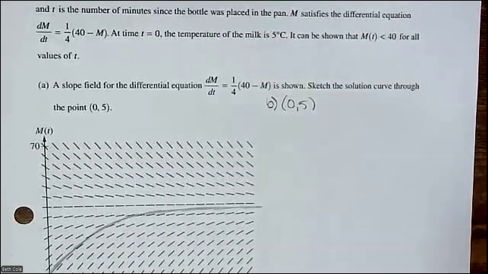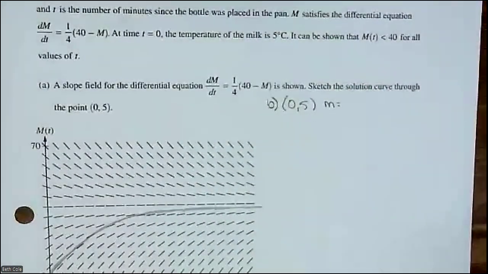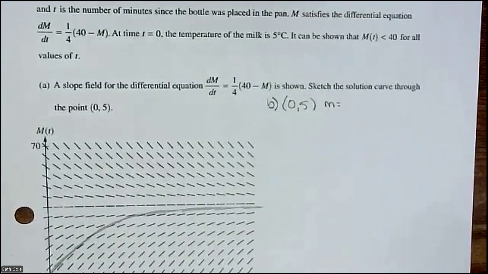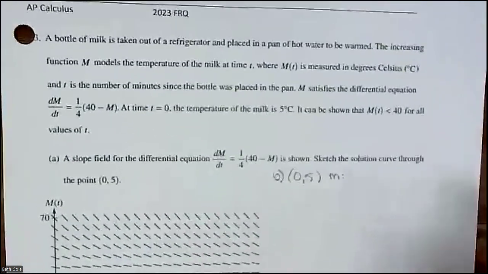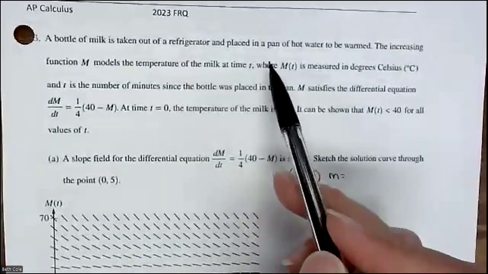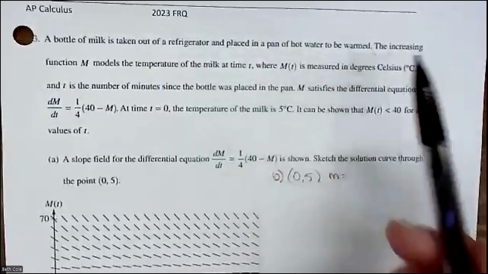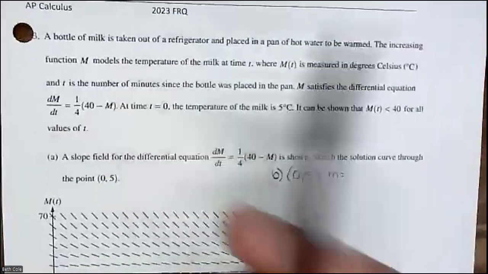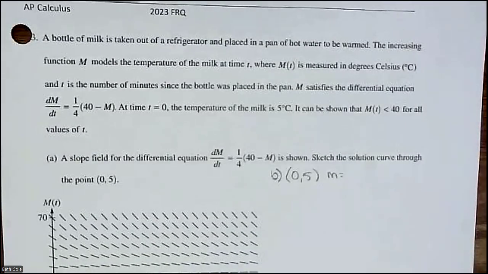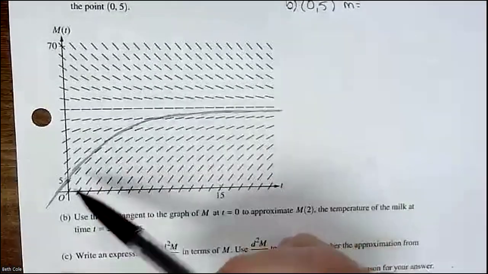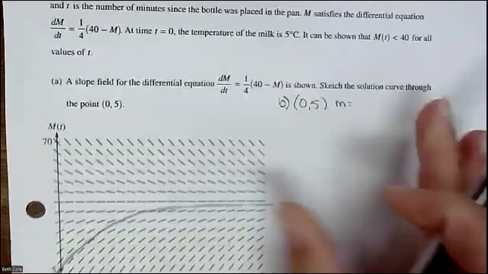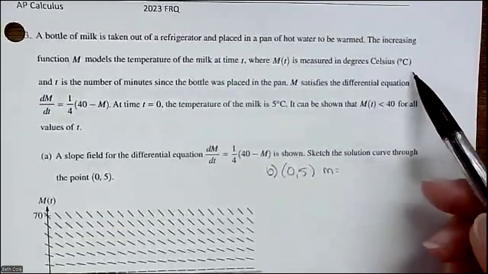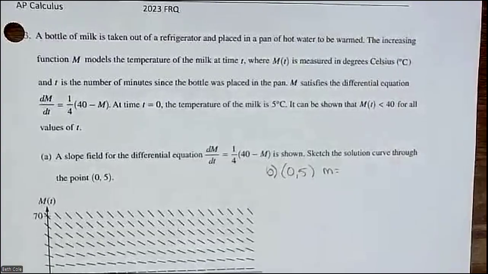0, 5. Now, this is weird to write m equals for the slope because the variable in this is m. I guess I should have read this scenario to you to start out with. Milk is taken out of the refrigerator and placed in a pan of hot water to be warmed, presumably for a baby. Okay. So the temperature of the milk is going up. Can you see that here? Temperature of the milk going up? Okay, cool. In degrees Celsius, so this is a European baby.